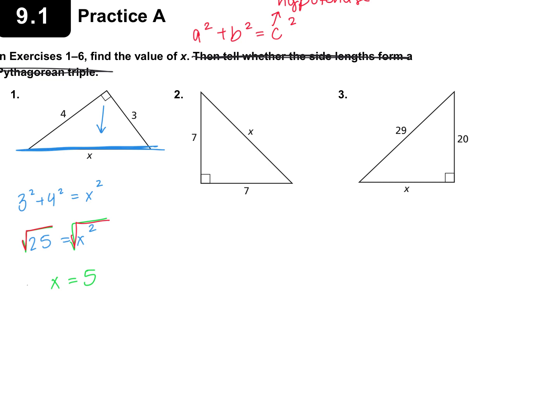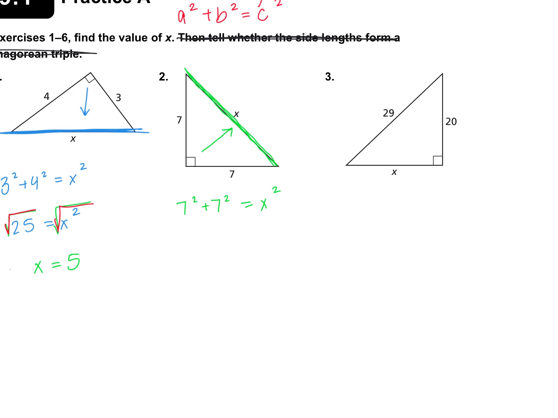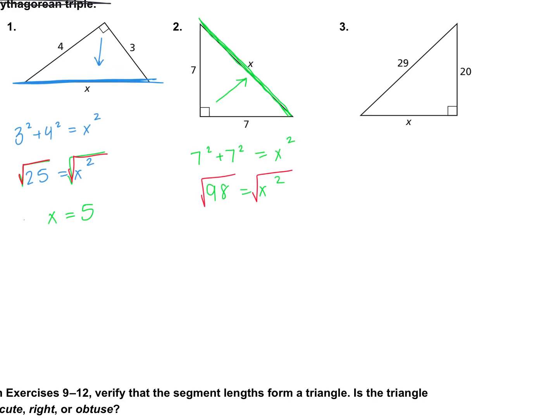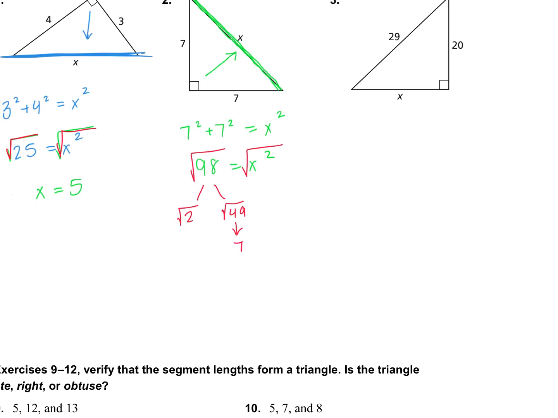Looking at number 2, here is my hypotenuse. Identify your hypotenuse. How do I know it's my hypotenuse? It's opposite of 90. And I'm going to have 7 squared plus 7 squared equals x squared. Again, you could just plug that into the calculator. You're going to get 98 equals x squared, and then square root it. Try and simplify if you can. I can simplify this to radical 2 and radical 49. This is a perfect root, which is 7. I can't simplify anything else, so my answer, x equals 7 radical 2.